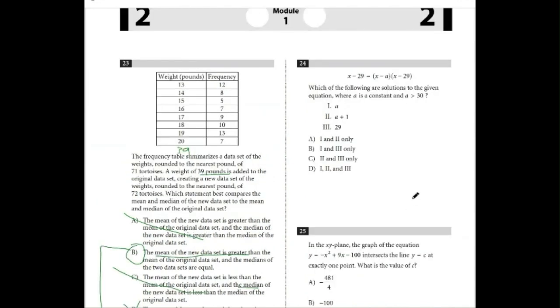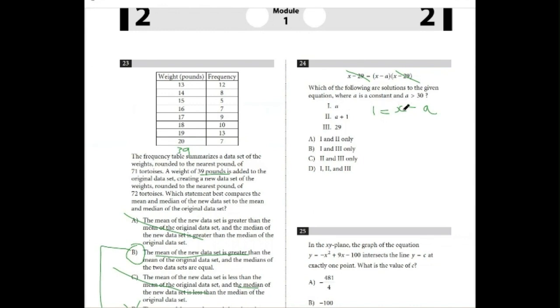Okay, question 24. Which of the following are solutions to the given equation, where A is a constant and A is greater than 30? We'll go ahead and solve this. So we have three options here. First of all, we can cancel out the x minus 29s on both sides. So 1 equals x minus A.